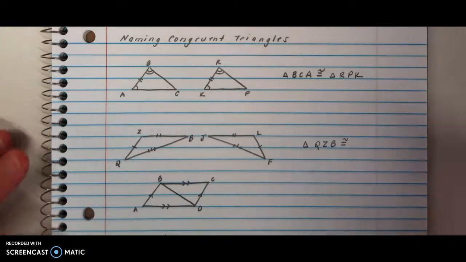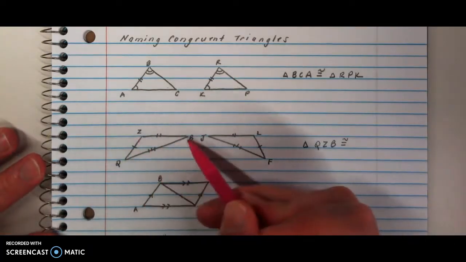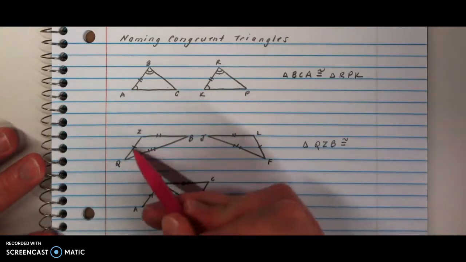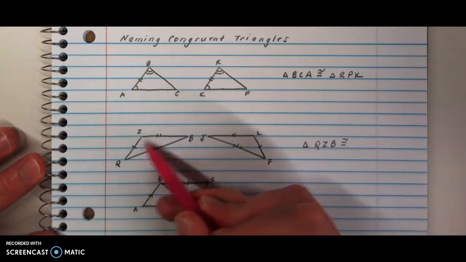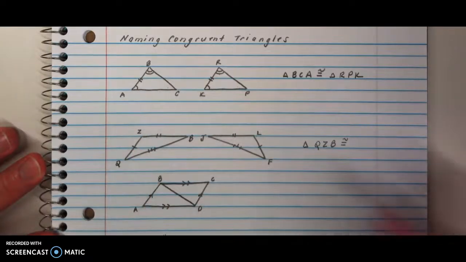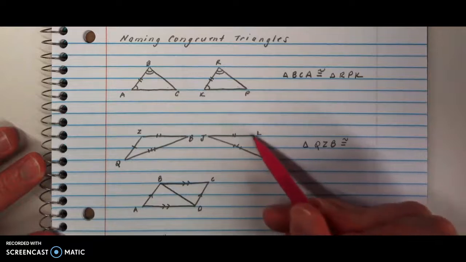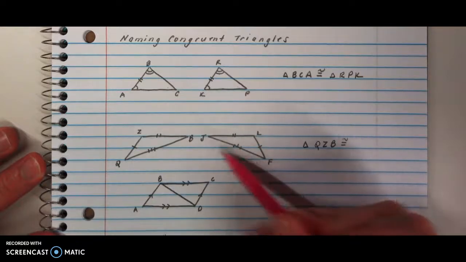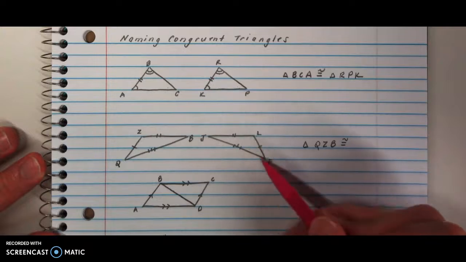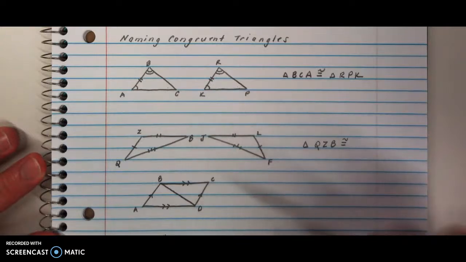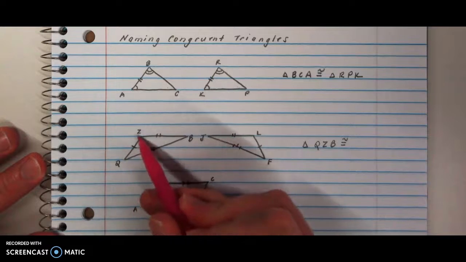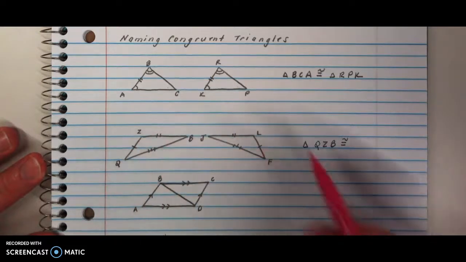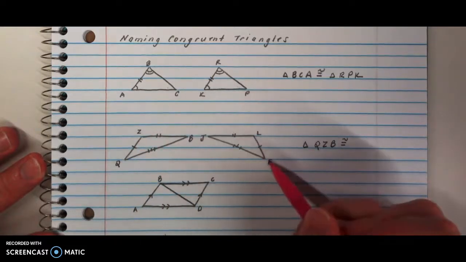So let's follow the pattern. Q to Z to B. Q to Z we get the single mark, Z to B we get the double mark. So single, double. So you might think, okay, single, that's LF, and then double, well, let's just go this way, LFJ. But that won't work. That's single, triple. We have to go QZB, single, double. So single, double would be this way.